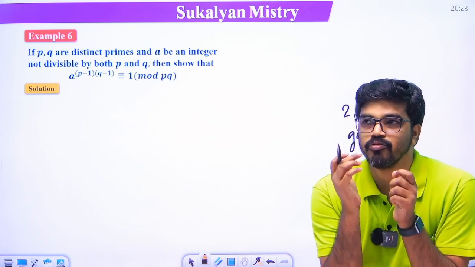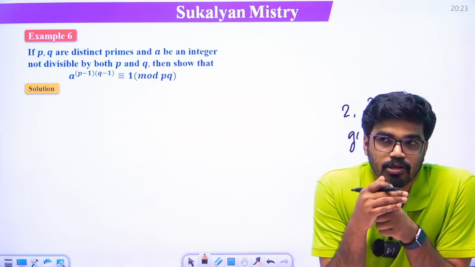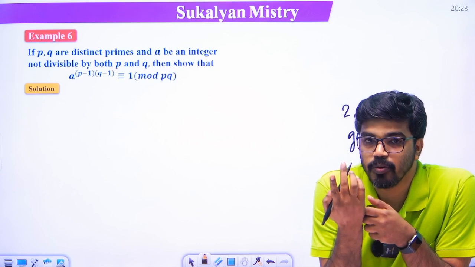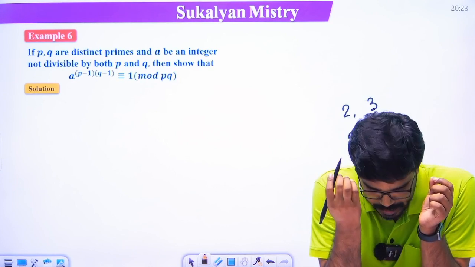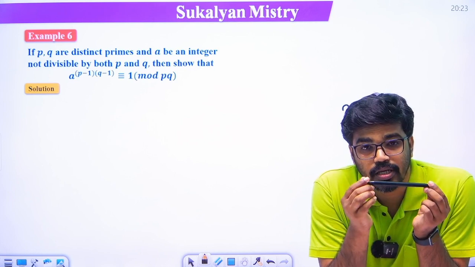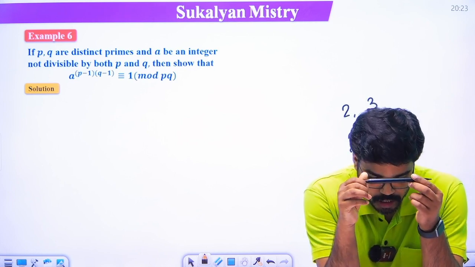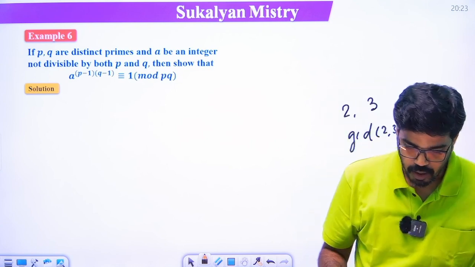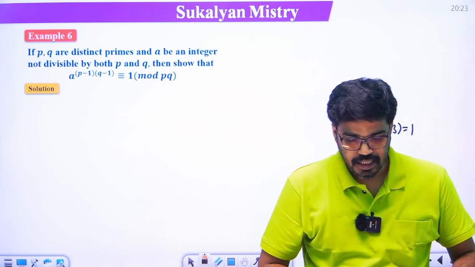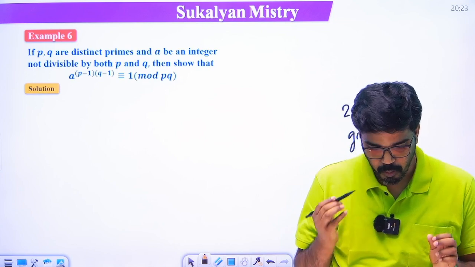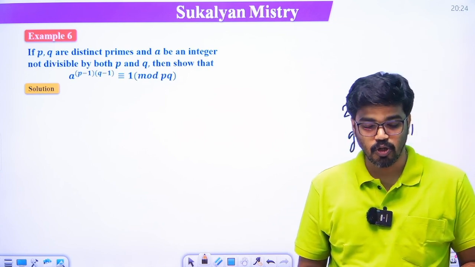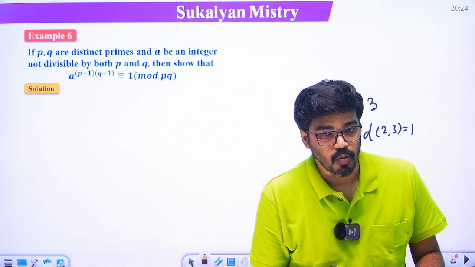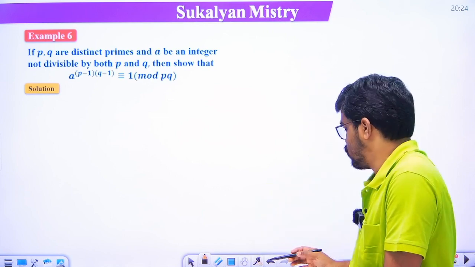Okay. Suppose we consider p is equal to 5, q is equal to 7, the GCD of 5 and 7 is 1. So here it is given that p and q are distinct primes. That means GCD of p and q is 1. Okay. So note this problem. If p and q are distinct primes and a is an integer not divisible by both p and q, then show that a to the power p minus 1 into q minus 1 is congruent to 1 modulo pq.